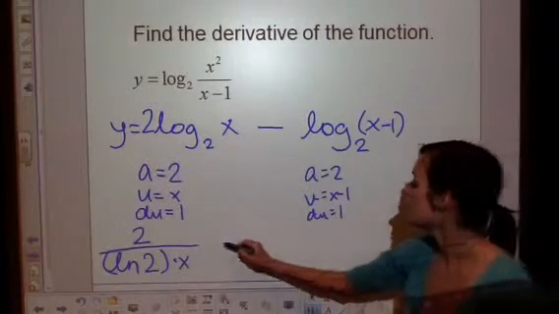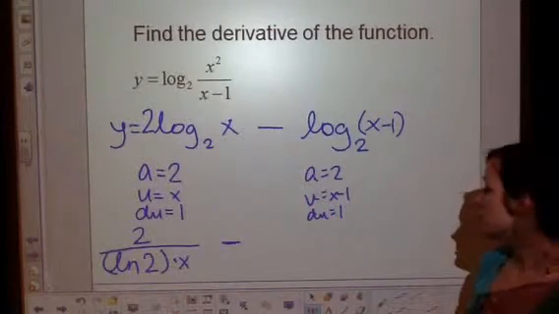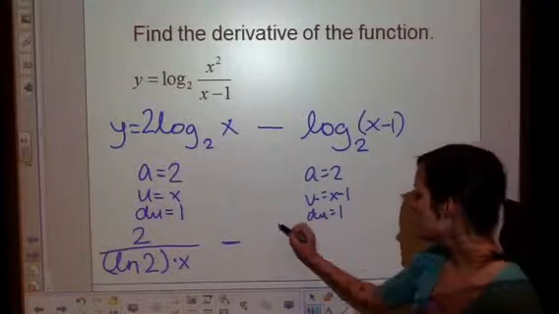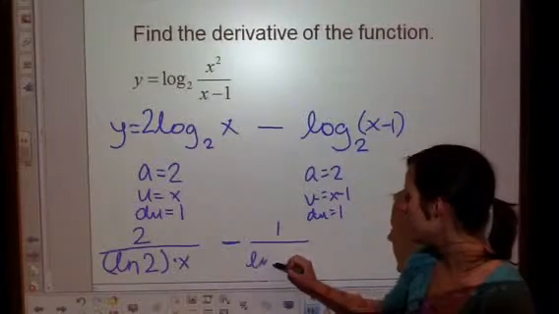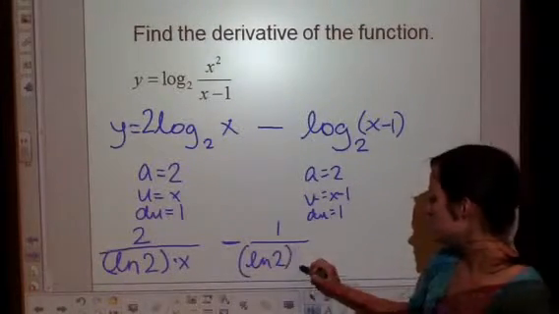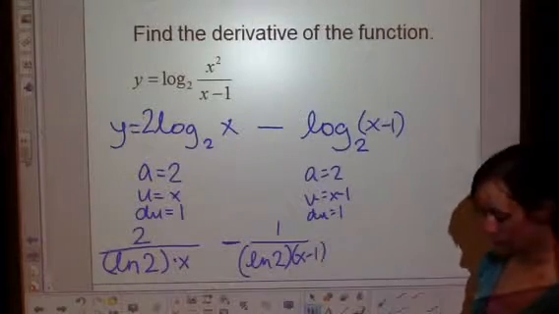is 1. So we have minus, since our operation symbol was minus. We have on top du over ln a times u. And you are done.